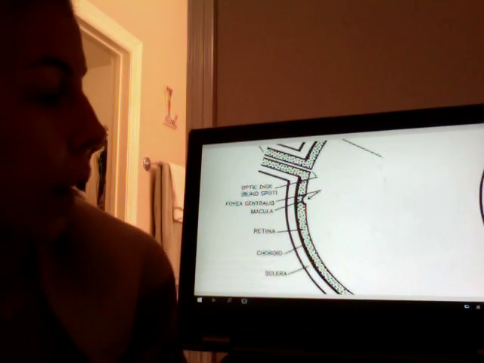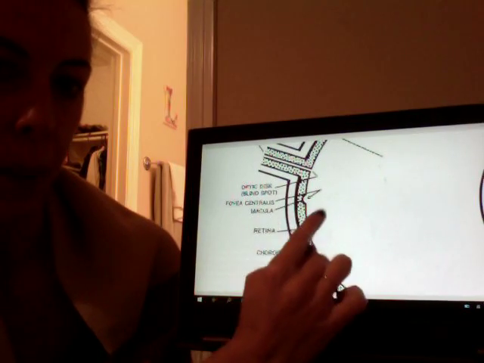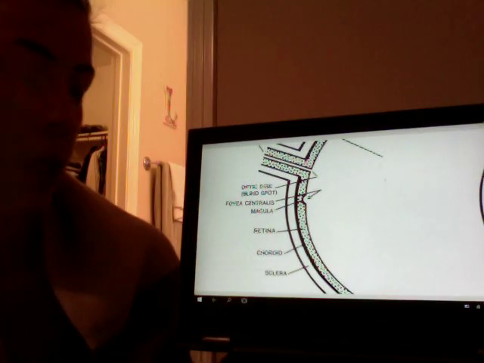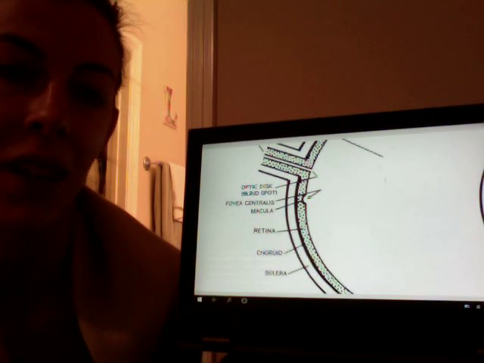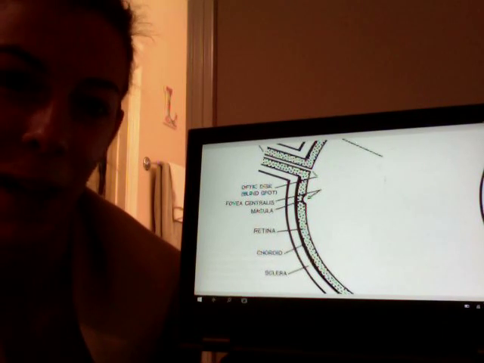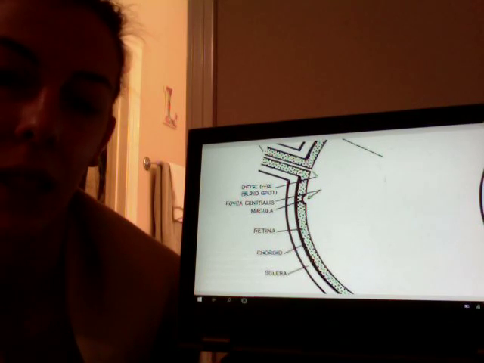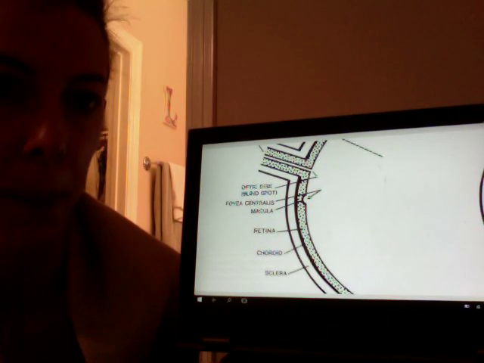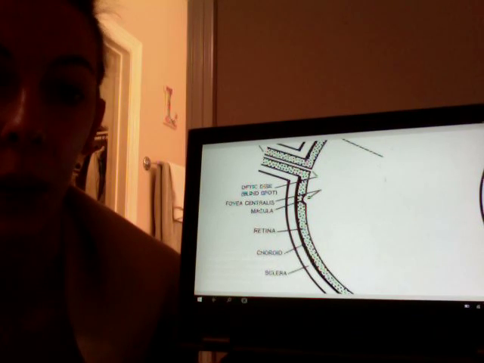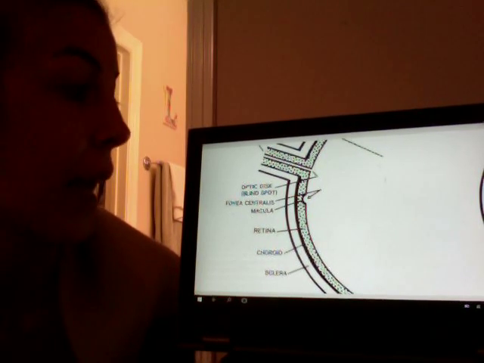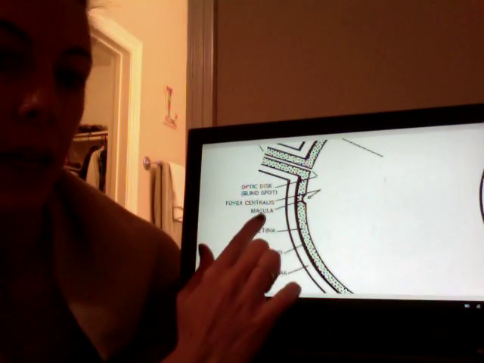So we're going to talk about the macula. You can see here there's a little divot in the back part of the eye. This is the place that we call the center of sight, our center of vision. It's called the macula. It's a very dense region that's highly populated with photoreceptors, where we receive a lot of our information about sight.